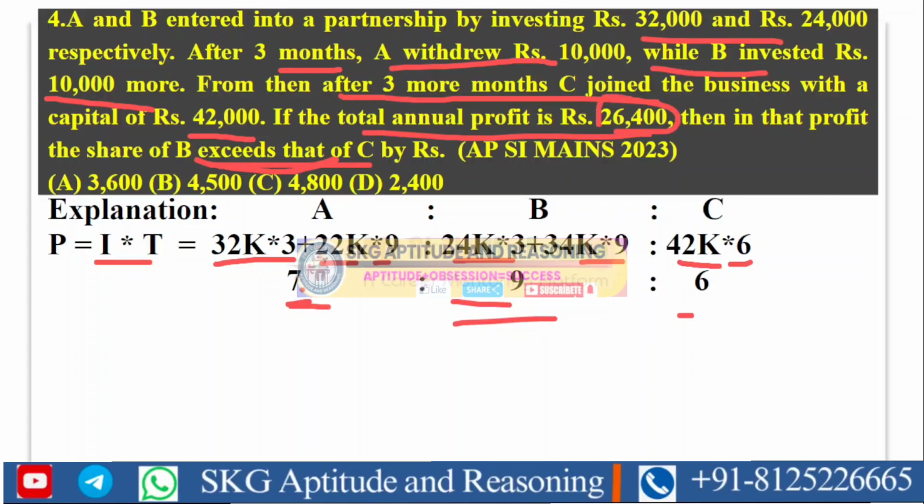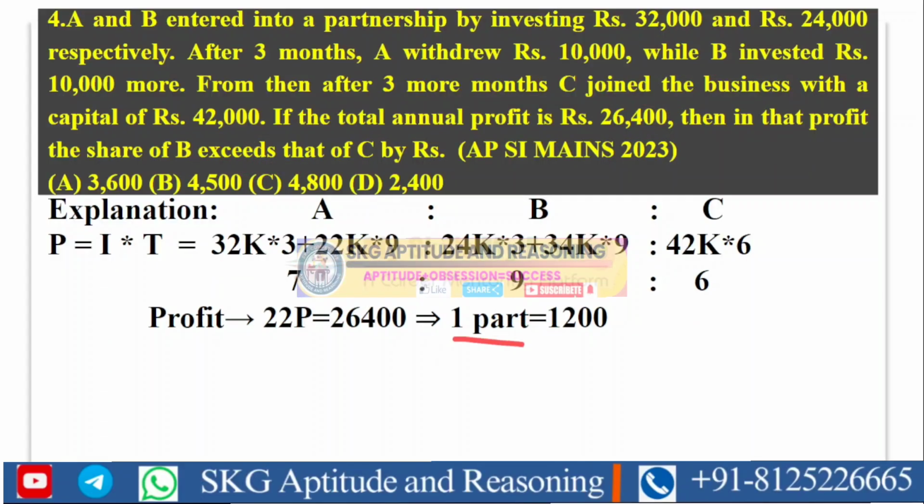So here the total is how much? 7 plus 9 plus 6 is 22 parts. Those 22 parts will be equal to 26,400, which means one part will be equal to 1200.